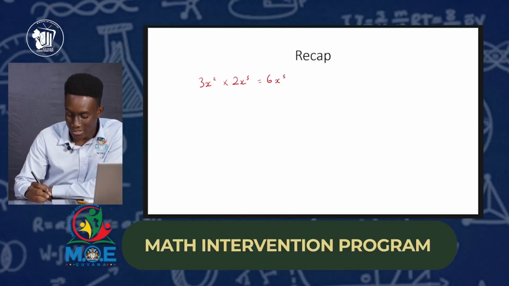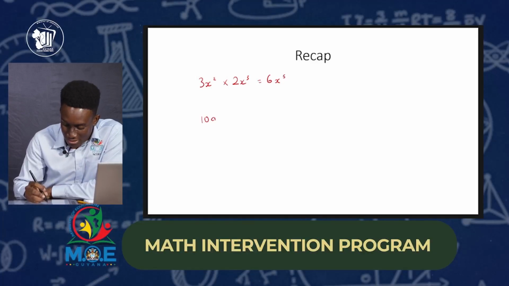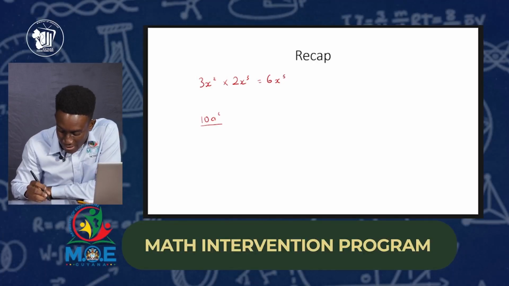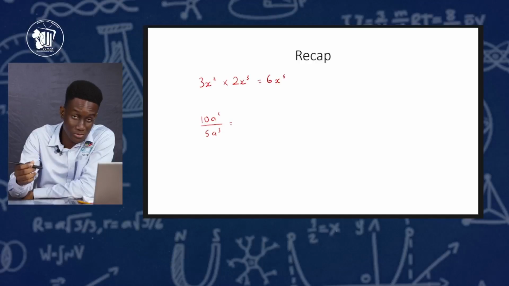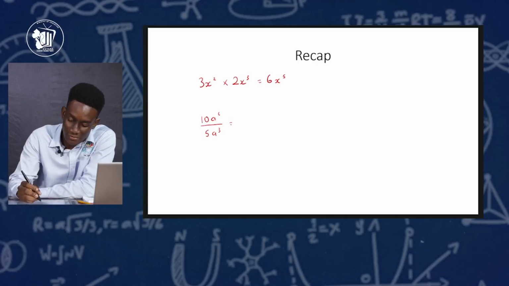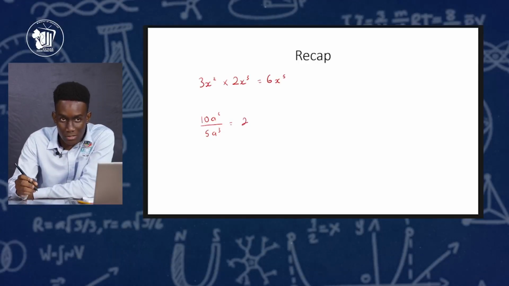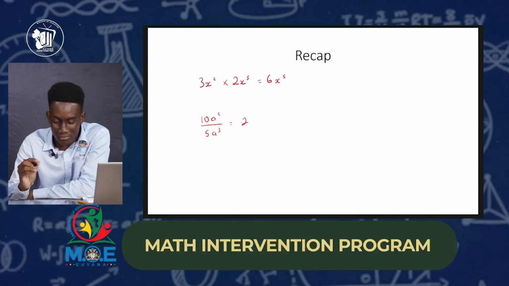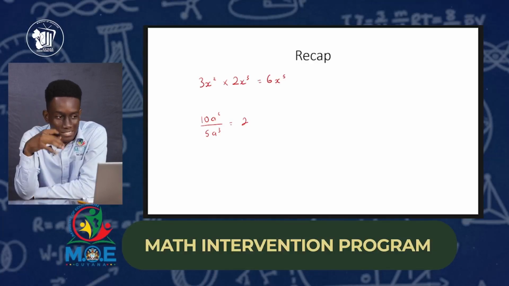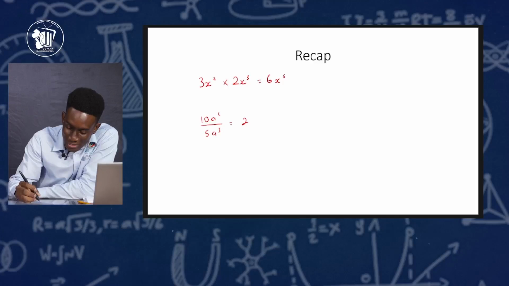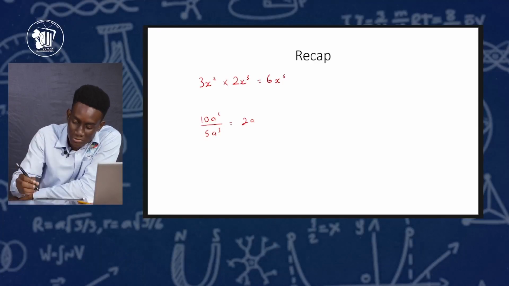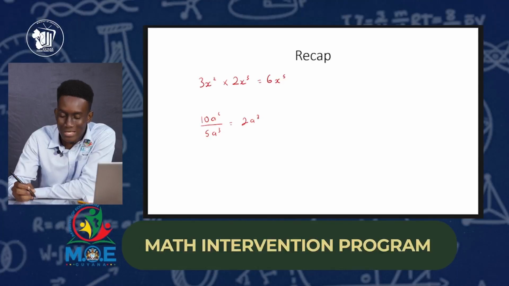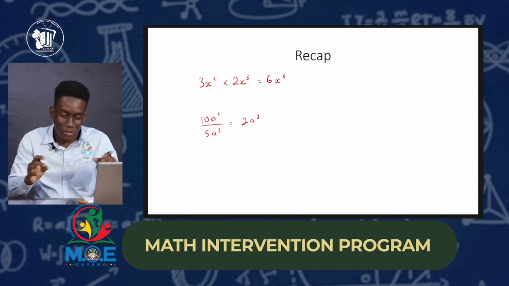So the next one we had 10a raised to the 6th power, all divided by 5a to the third power. Once again, we divide the numbers, because we're dividing. 10 divided by 5 would give you 2. And then we divide the variables as well. So the bases are the same, so we write back the base and we subtract the indices. 6 subtract 3 would give you 3. And that is what we looked at the last time. So let's pick up from that.